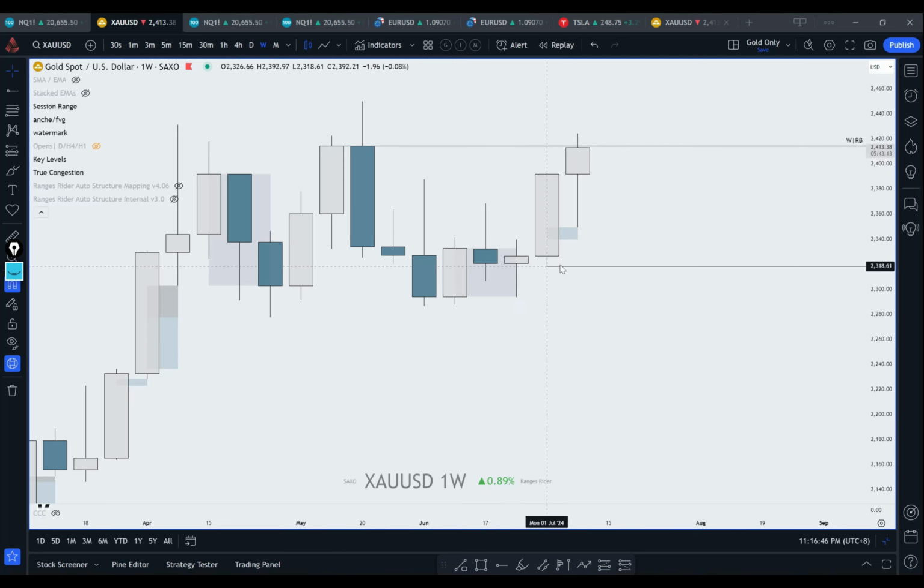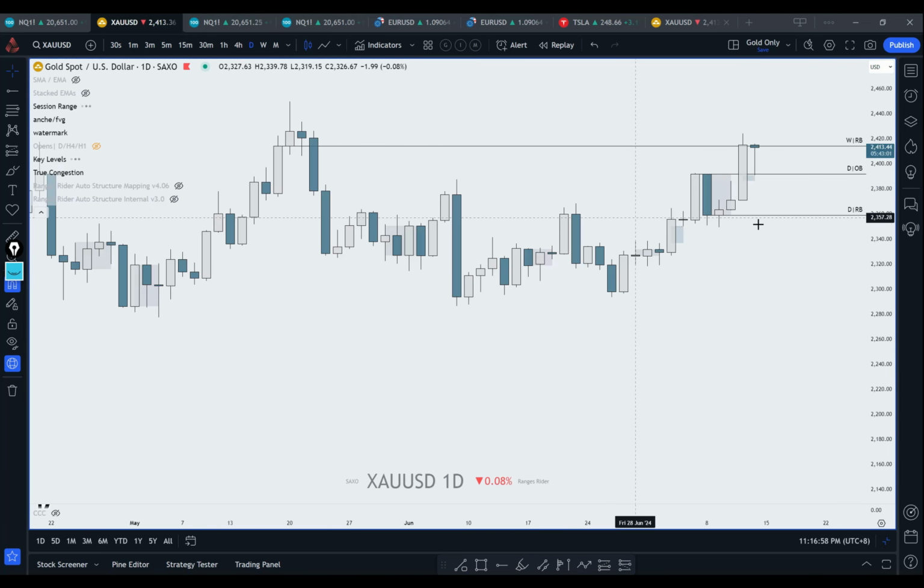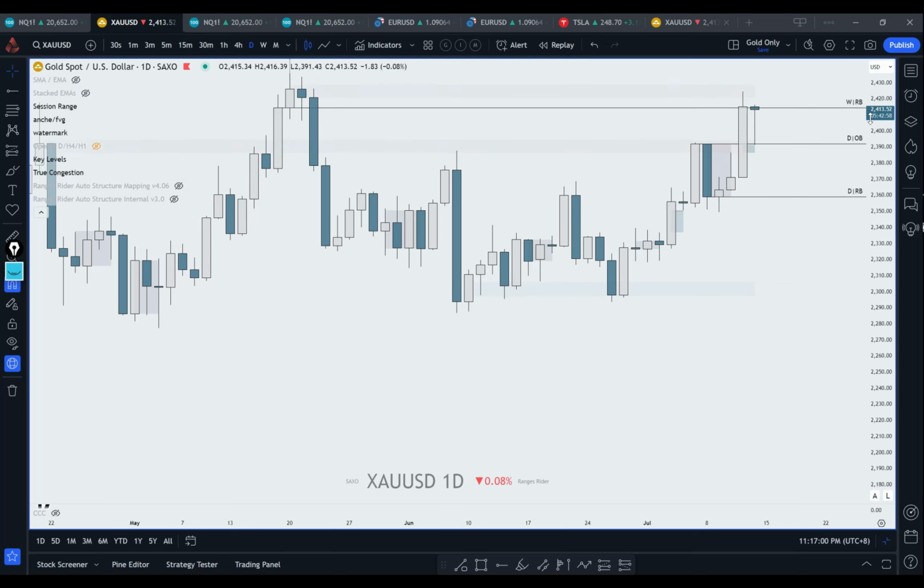So one thing is very clear: on the weekly time frame we don't need to spend too much time, except on this one weekly rejection level. Okay, and then we will see the daily time frame.